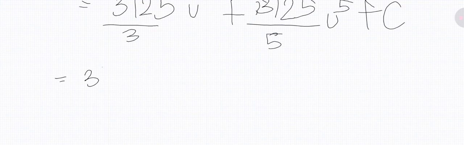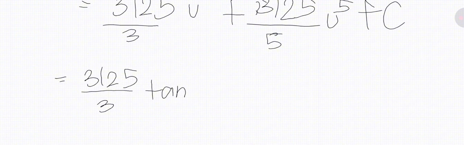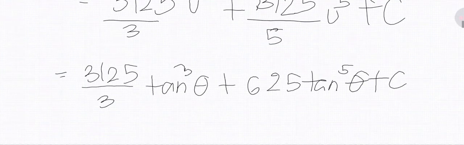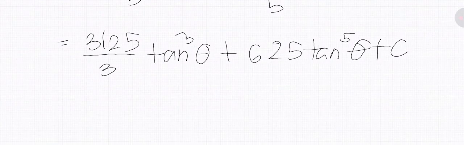Now we have to substitute the u. So we have tan cubed theta plus, dividing 3,125 by 5, we have 625 tan to the 5th theta plus c.